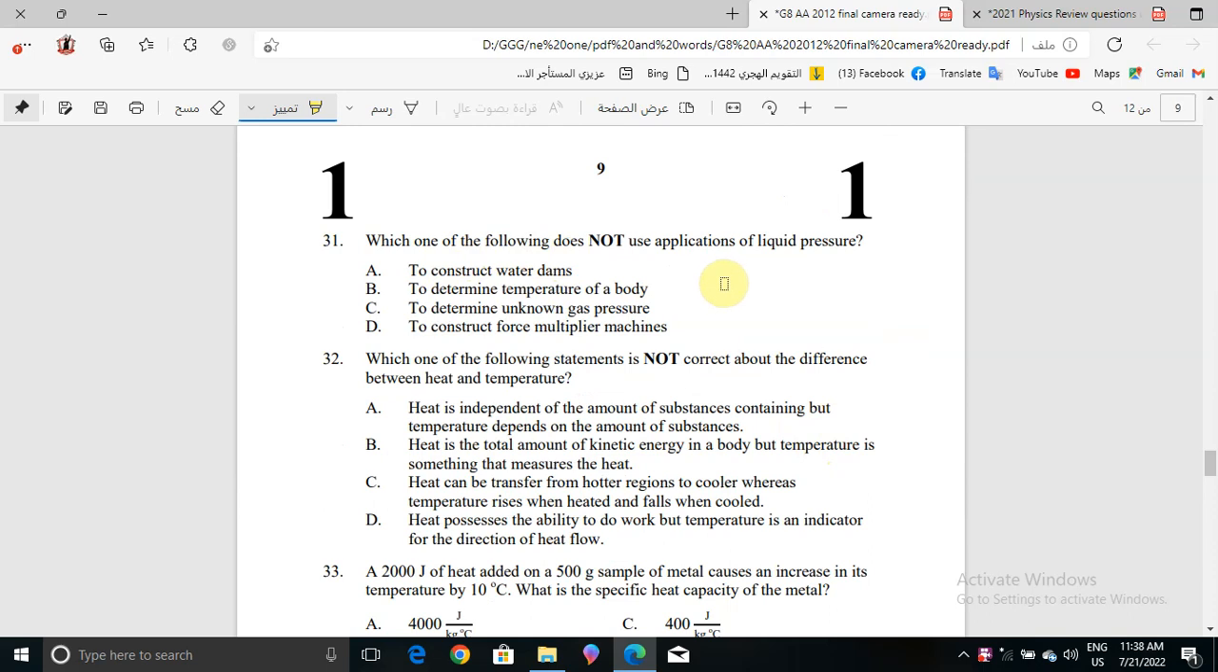Okay, now in question number 31, which one of the following does not use applications of liquid pressure: to construct water dams, to determine temperature of a body, to determine unknown gas pressure, or to construct force multiplier machines? Actually, all of them are correct uses of applications of liquid pressure, but the one which is not correct is only choice D, which is to construct force multiplier machines.